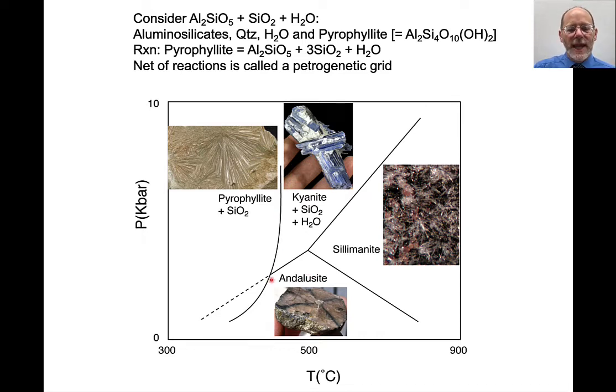This set of reactions that link into these little nodes and reactions emanate out from here, this is called a petrogenetic grid. And basically, a petrogenetic grid is for a particular bulk rock composition, something that has a lot of aluminum and silicon and water, we simply look to see what the stable assemblage is in this region. In this case, it's pyrophyllite plus quartz. And we look to see what the stable assemblage is here. Kyanite plus quartz plus water. Here it would be sillimanite plus quartz plus water, and here it would be andalusite plus quartz plus water.